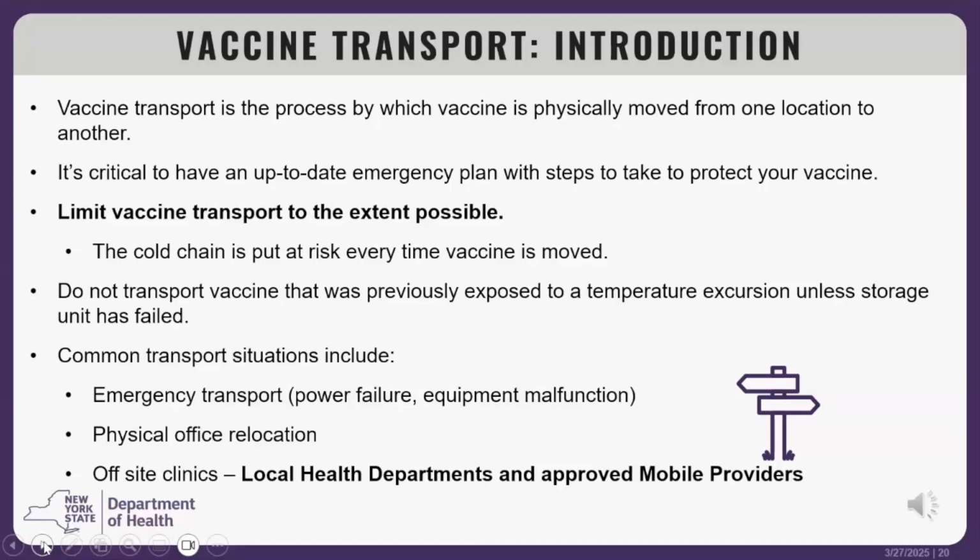Vaccines should only be transported in situations such as emergencies due to power outages or in the event vaccine storage units malfunction and the provider does not have another suitable unit on site. They may also be transported if the office relocates to a new address and the New York State VFC program has been notified, and for local health departments and approved mobile clinics only, who hold off-site clinics. In this case, the local health department or approved mobile provider brings only the minimum number of doses they expect to use at the clinics to avoid unnecessary transport of additional vaccines.